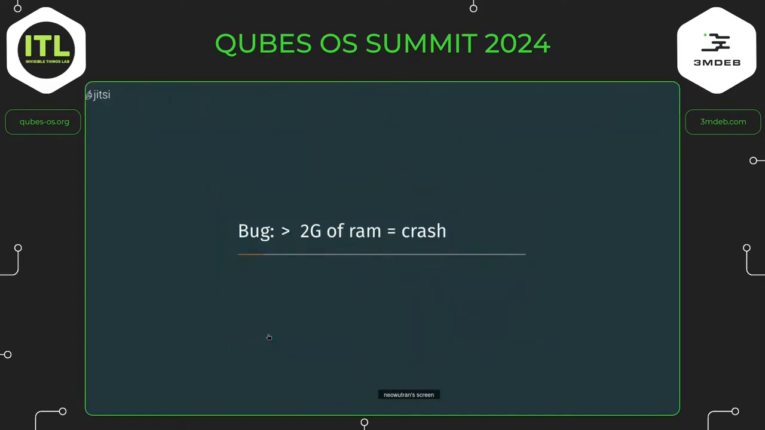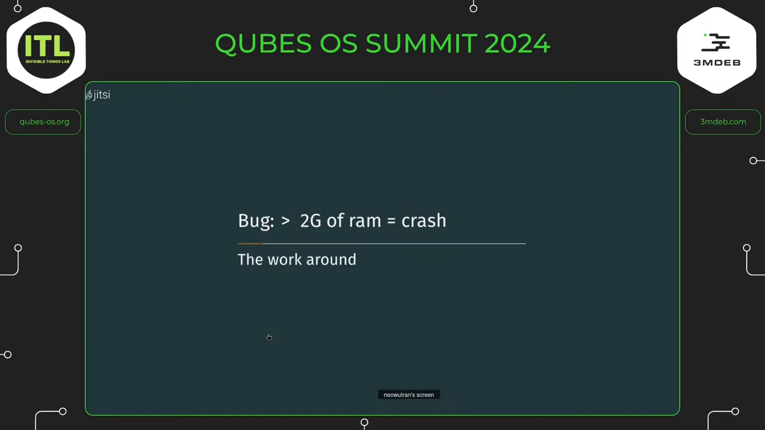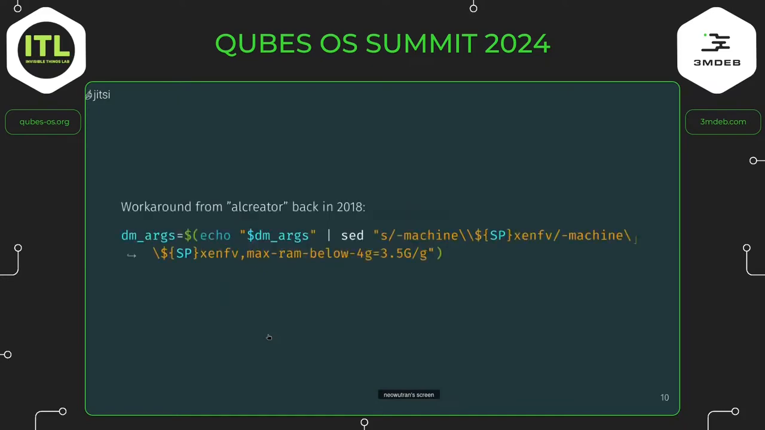So let's dive into the first bug. There were 2 conditions for the virtual machine to crash. First, assign more than 2 GB of memory. And second, configure GPU passthrough for this virtual machine. Back in 2018, the user Al Creator found a workaround to be able to assign as much memory as we wanted without crashing the virtual machine. It was about configuring the parameter maxmem below 4 GB.